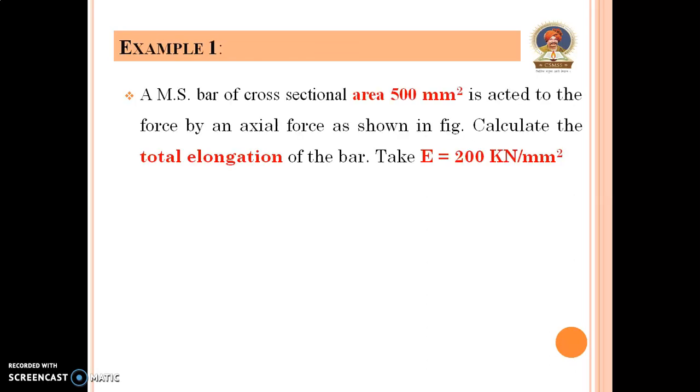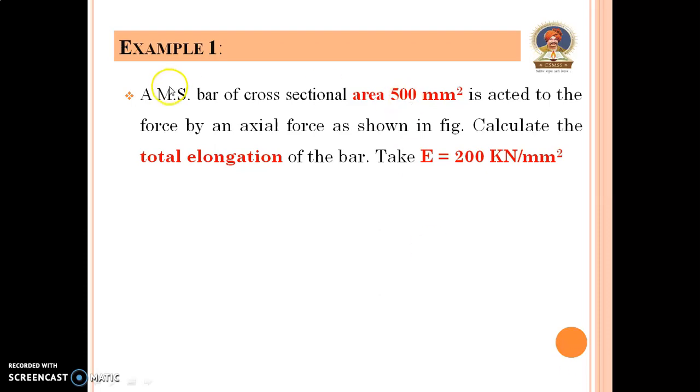A mild steel bar of cross-sectional area 500 mm square is acted upon by an axial force as shown in the figure. Calculate the total elongation of the bar. Take E is equal to 200 kN per mm square.